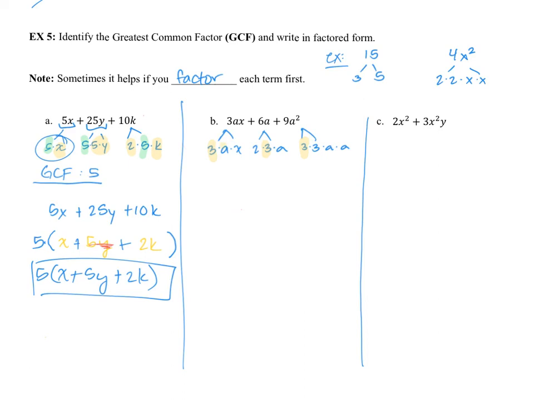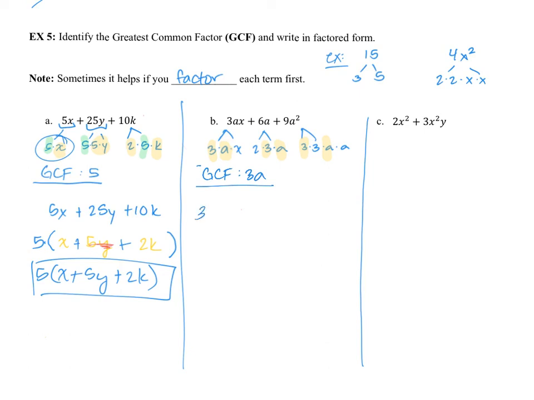Let's see. Well, this one has an a. This one also has an a. And this one also has an a. This one has an x, but this one doesn't have an x, and that one doesn't have an x. Alrighty, that's it. So just 3a is our GCF, our greatest common factor. And I'm going to go ahead and identify that. My GCF is 3a. So that is what I will be factoring out.